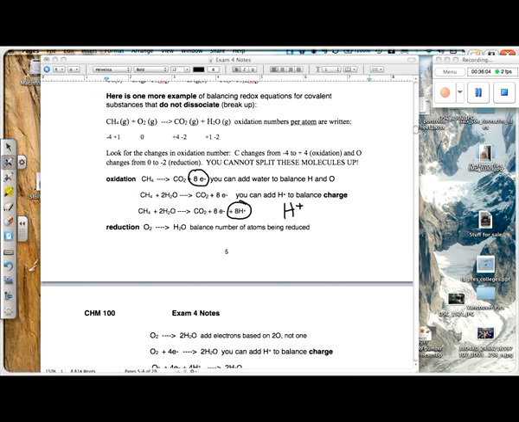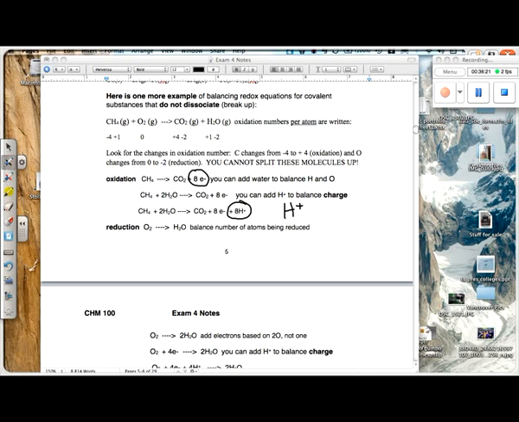Okay? And then the last thing is to balance the hydrogens and oxygens by adding water. 8 H's on this side. I had 4 on the left. I need 4 more. So I add 2 waters to get 4 more hydrogens.